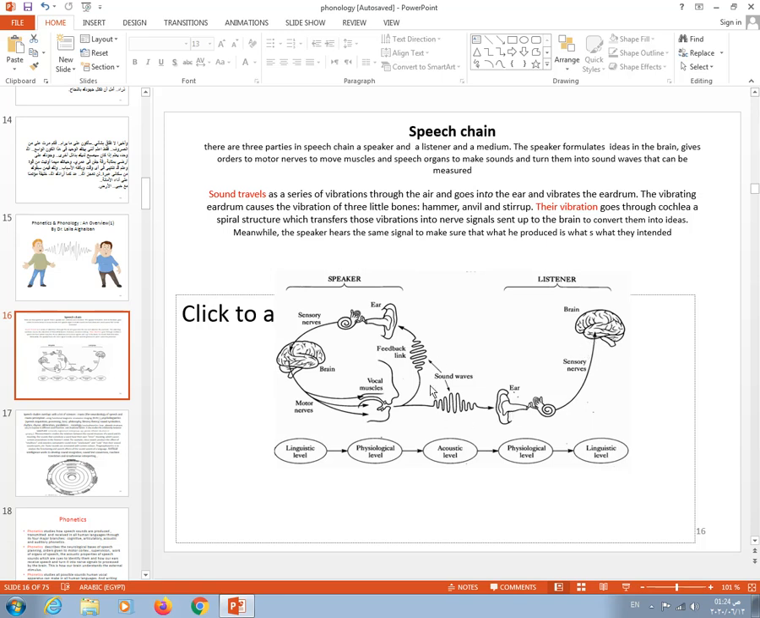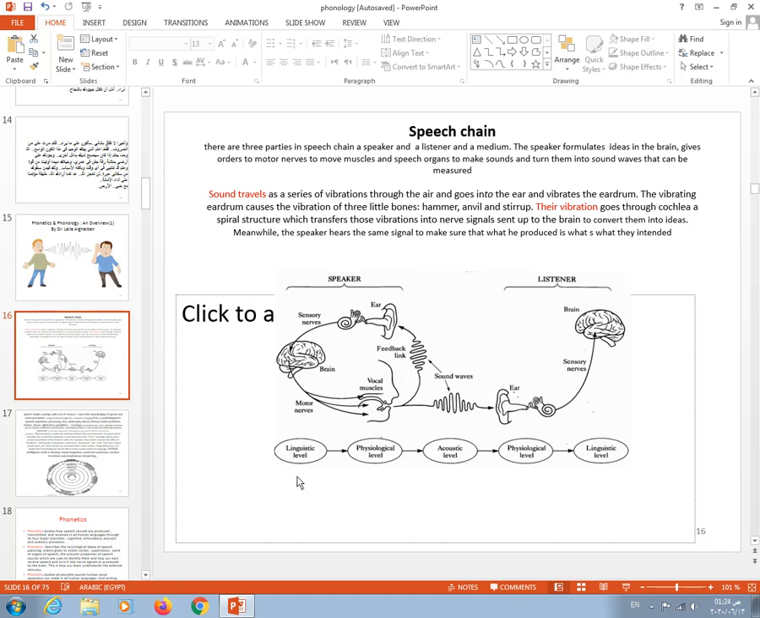Meanwhile, there is a feedback link which is established by the speaker. He or she tries to listen to what he or she has said in order to check if what was said is what was intended or not.